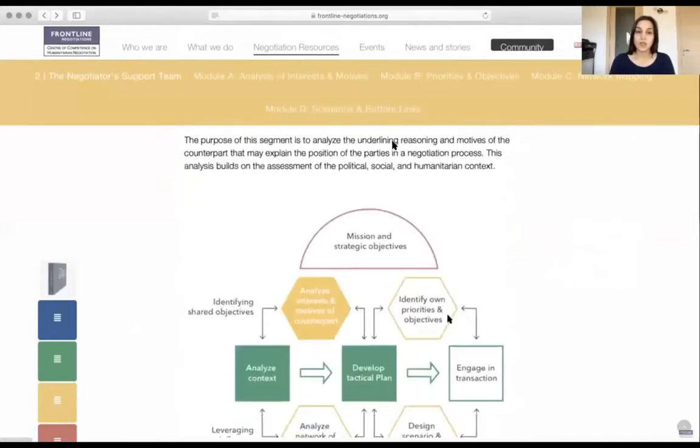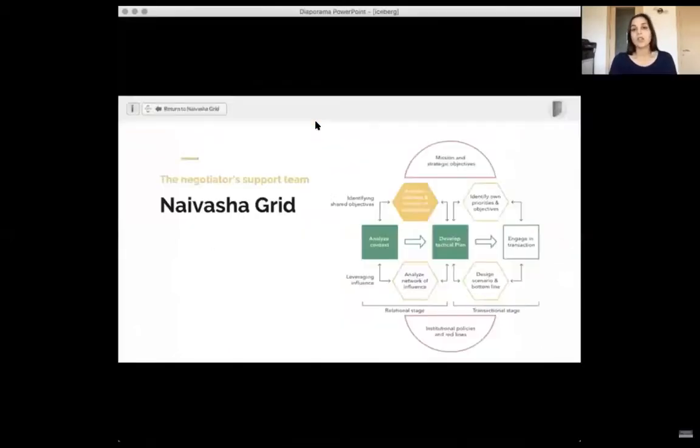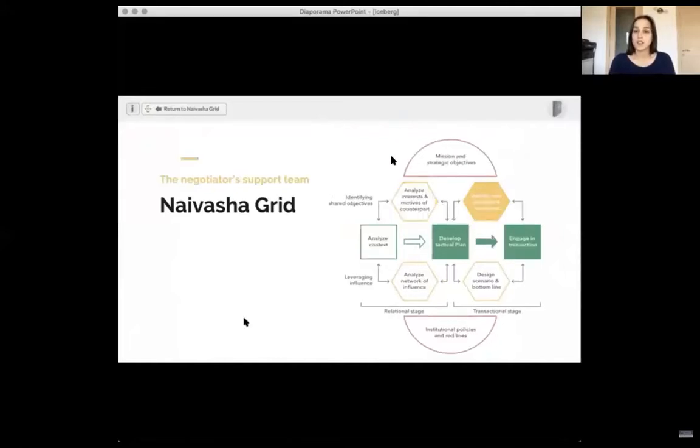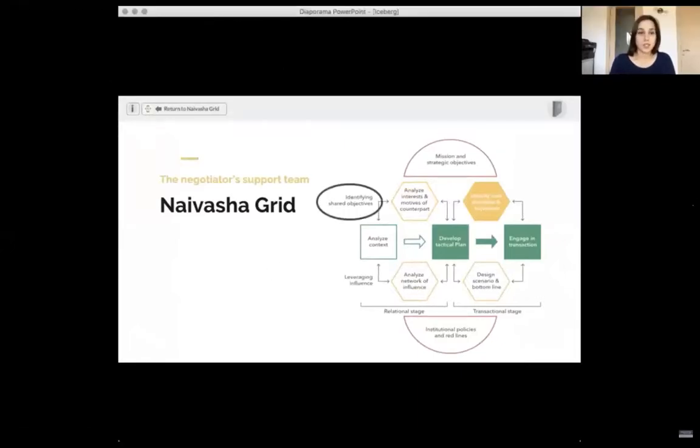So looking at the Naïma grids for this session, we will look at the tools pertaining to analyzing the interests and motives of the counterparts, identifying your own priorities and objectives, as well as identifying the common shared space, the common shared objectives of the negotiation. The common shared space is the area that the negotiator has to navigate to explore potential agreements. And these tools will help us to move from context analysis to developing a tactical plan and ultimately a strategy for engaging in the transaction.